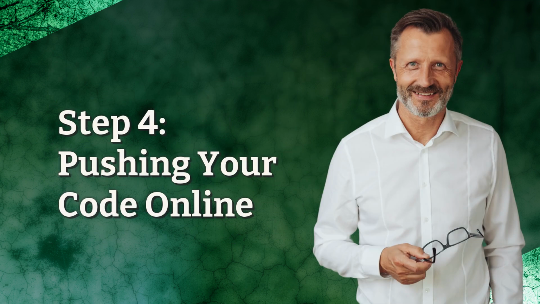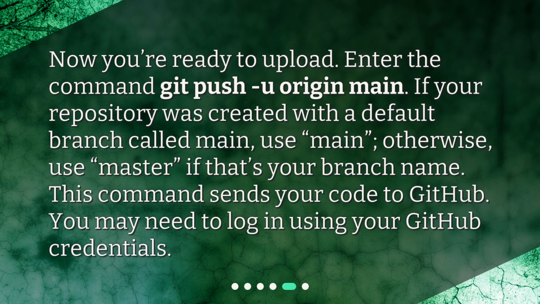Step 4. Pushing your code online. Now you're ready to upload. Enter the command git push -u origin main. If your repository was created with a default branch called main, use main. Otherwise, use master if that's your branch name. This command sends your code to GitHub. You may need to log in using your GitHub credentials.